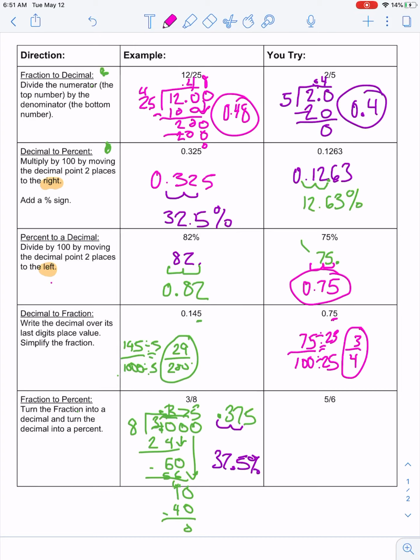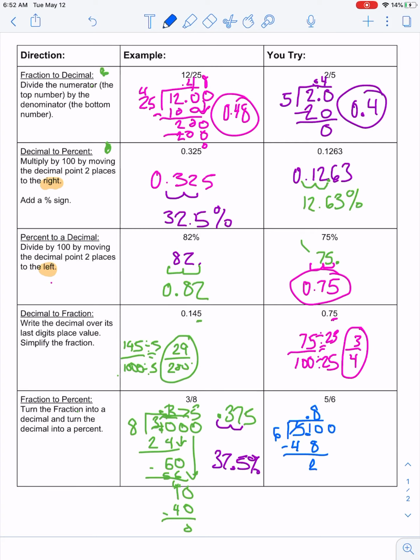And then our last one, we need to turn our fraction into a percent. So turn 5/6 into a percent. So we take 5 divided by 6. We need to annex a decimal and a 0. Bring a decimal up to the answer. How many times does 6 go into 50? So that would go in there 8 times. 6 times 8 is 48. And we have 2 left over.